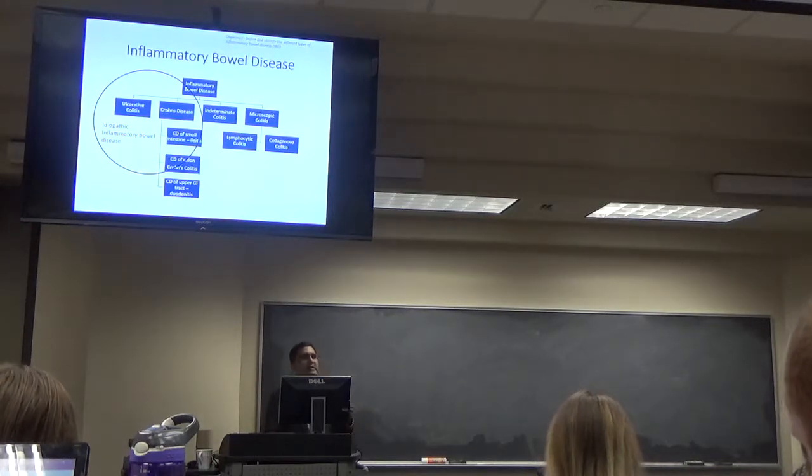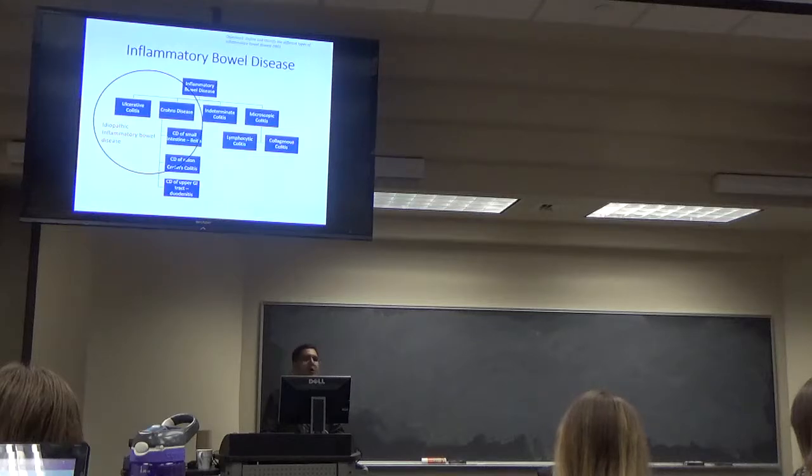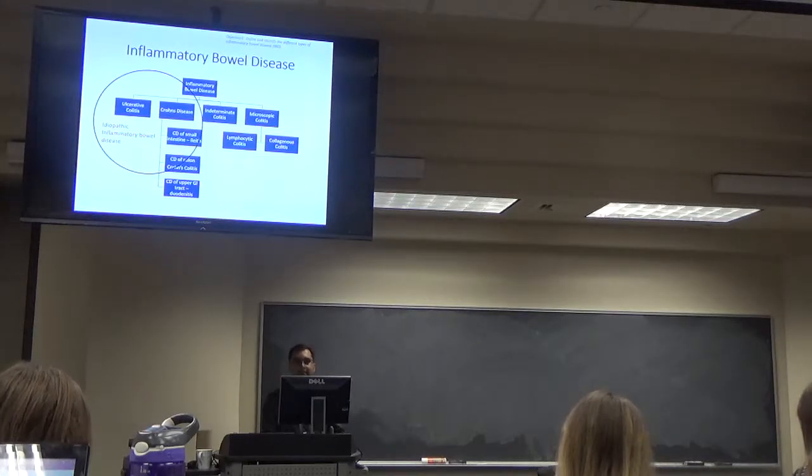Ulcerative colitis only involves the colon. Crohn's disease can involve the colon, which is called Crohn's colitis, or it can involve the small intestine, or it can involve both the small and large intestine.